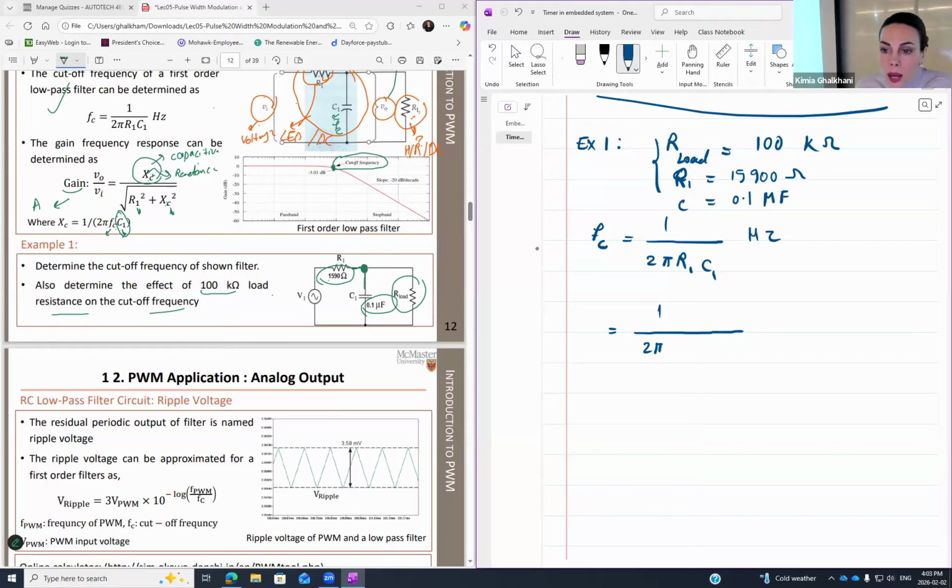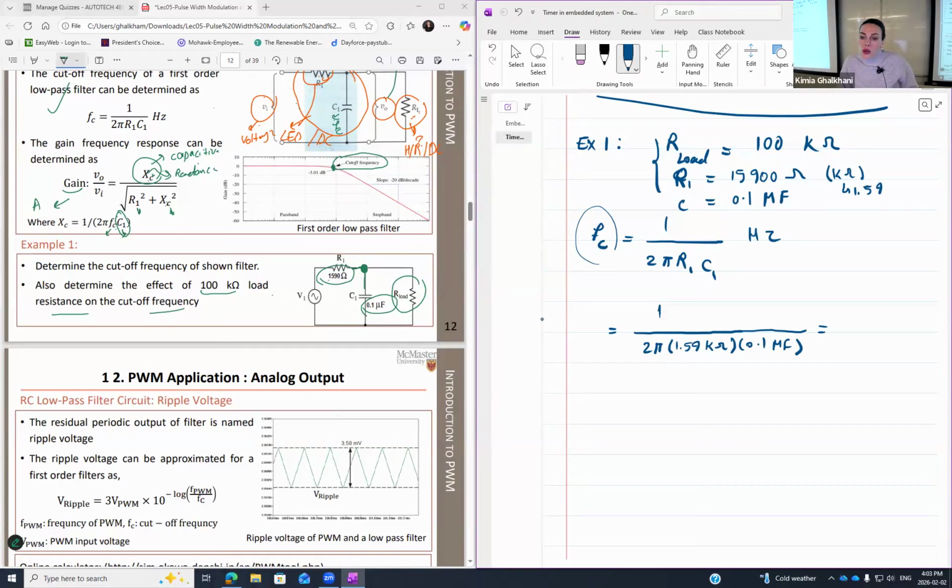So now, just substitute these numbers so I don't guess them. These are coming from the same circuit in the example. Then I have 2 pi times, and I'm going to calculate this in kilo ohm. If I calculate it in kilo ohm, it's much easier to use. Then it becomes 1.59 kilo ohm for the resistor, and I'm still having 0.1 microfarad for the capacitor.